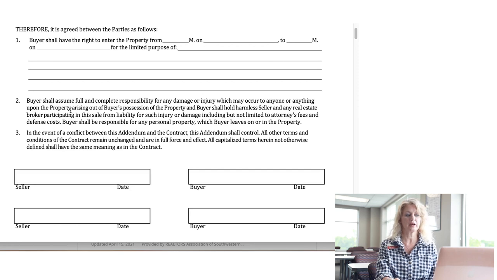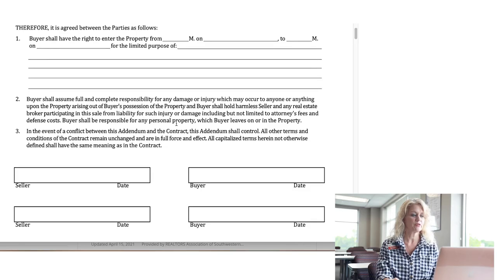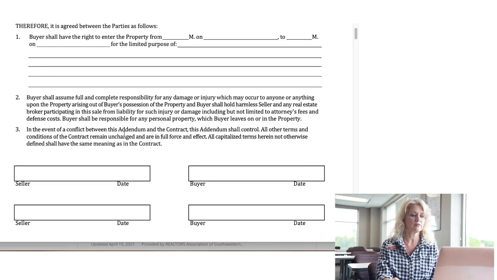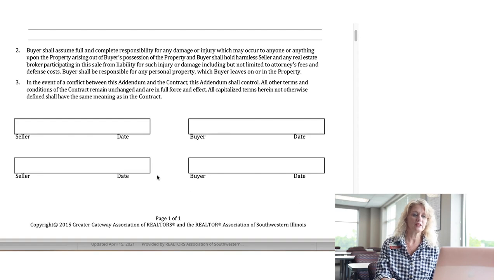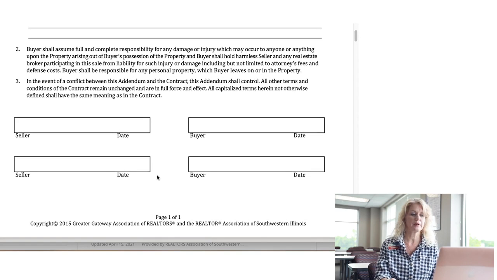Paragraph 2 says that the buyer assumes full and complete responsibility for any damages or injury that may occur. And then paragraph 3, in the event there's a conflict of this addendum and the contract, then the addendum shall control, and then all other terms of the original contract do remain, but this addendum would supersede once it's signed by all parties, agreed upon by all parties. Again, that may be, like, to store personal property on the property.